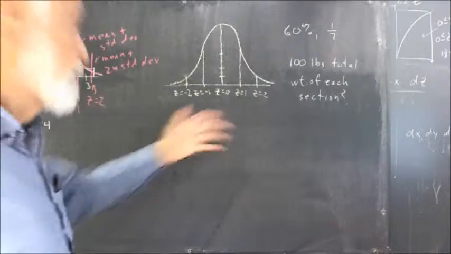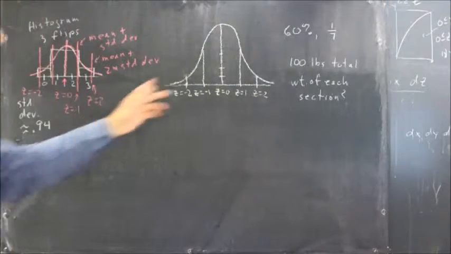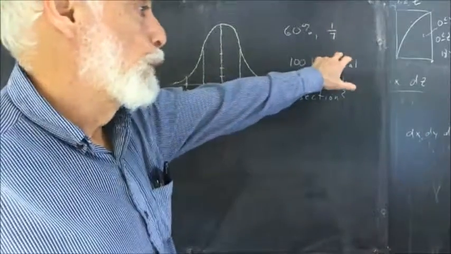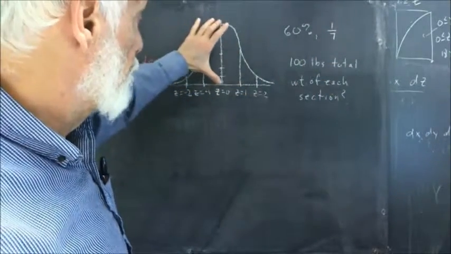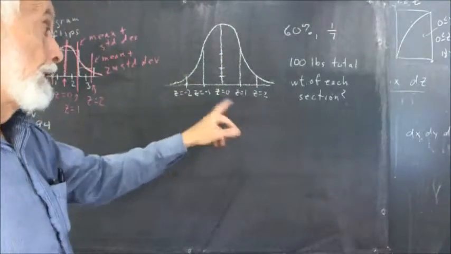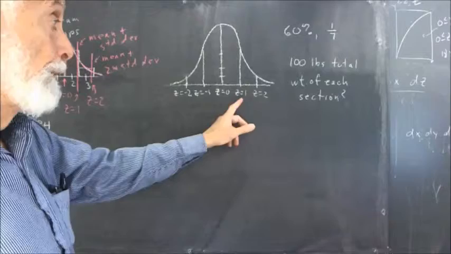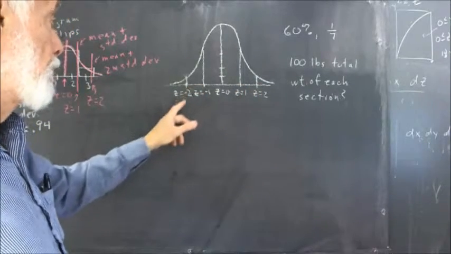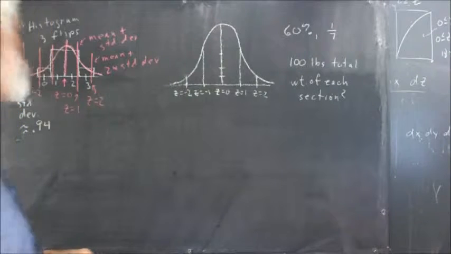Okay, we saw in the previous video how to construct the normal curve using the 60%, 1/7, this being 60% the height of the center, this being 1/7. And I've added labeling here. Z equals 0 here, Z equals 1 here, Z equals 2, Z equals -1, Z equals -2.